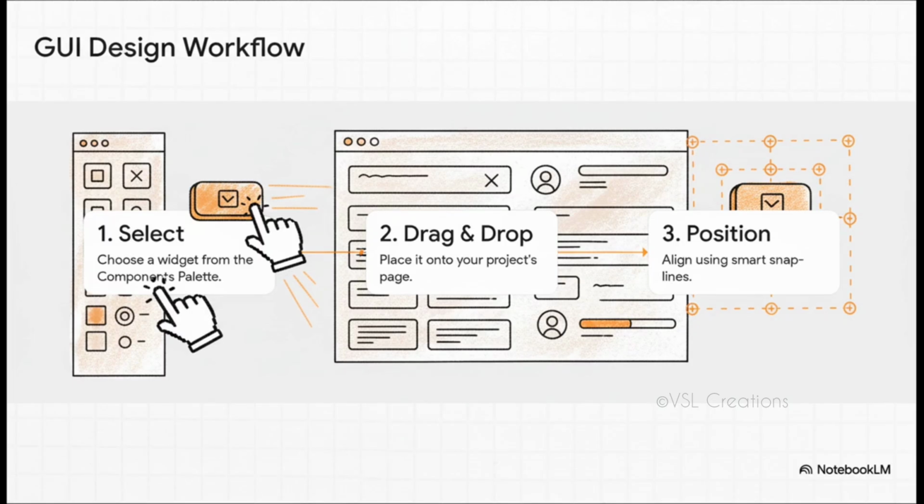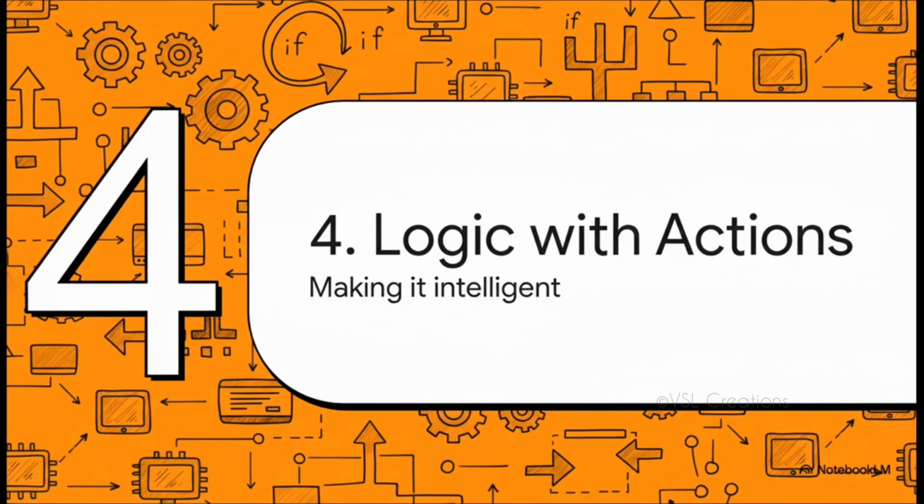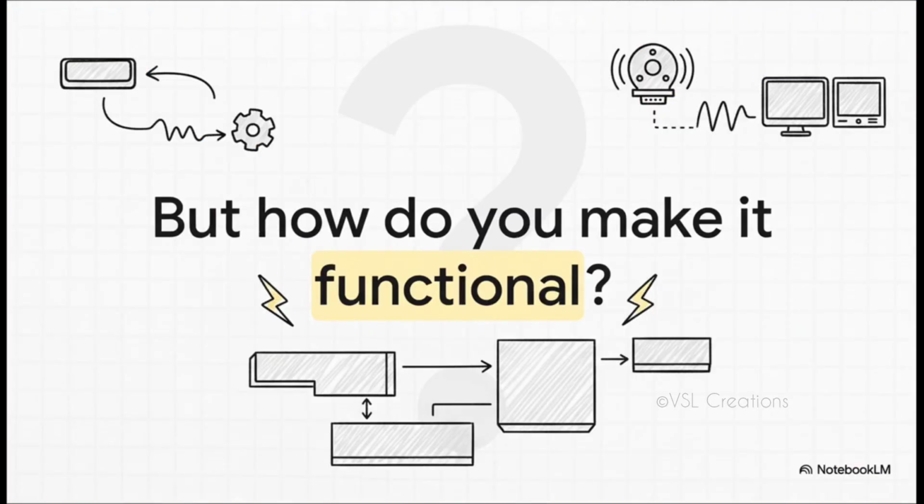It just works. All right, so a beautiful interface is awesome, but let's be honest, it's just a pretty picture until it actually does something. We need to add the logic. So how do you make it intelligent? How do you bring it to life without getting bogged down in code? Yeah, how do you actually make it functional? Like, what happens when someone clicks that button you just dropped in? Or what do you do when data starts streaming in from a sensor?